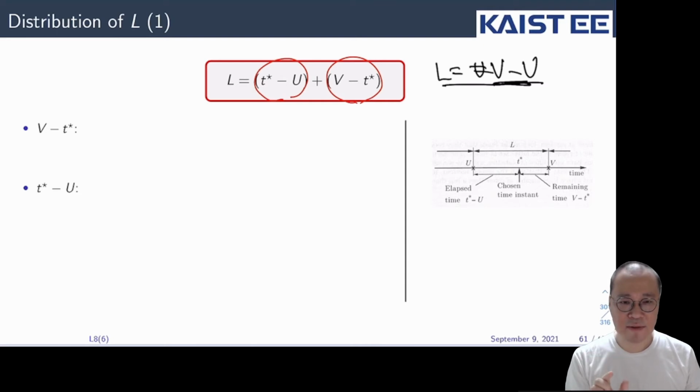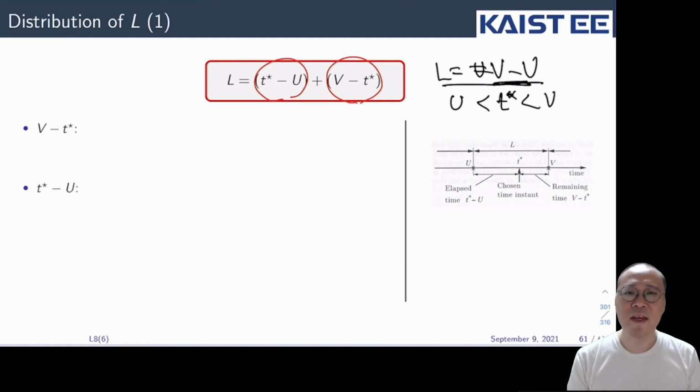The subtle point is what? We have an extra condition: T star, which is chosen beforehand and is fixed, should be placed between U and V. That's an additional condition that we have. It's not just V minus U. It's V minus U with the condition that T star should be in between V and U. That additional condition will change the mathematics. That's the difference, and that was the problem.